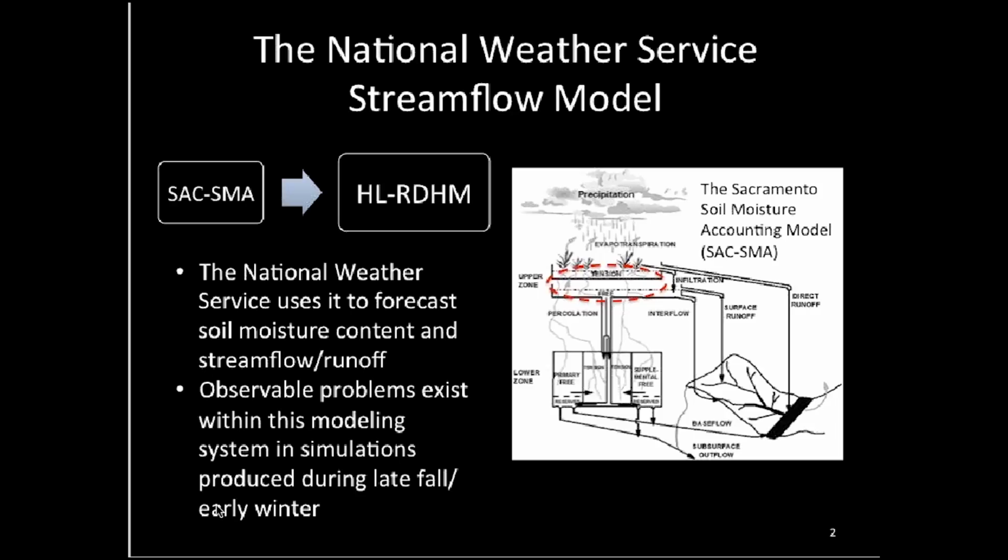So the National Weather Service uses this model to predict stream flow in the Russian River. Having an accurate representation of the true soil moisture field is important because the probability of flooding is highly dependent on how saturated the ground is.